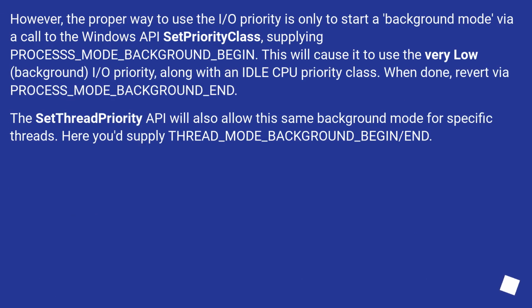However, the proper way to use the I/O priority is only to start a background mode via a call to the Windows API SetPriorityClass, supplying PROCESS_MODE_BACKGROUND_BEGIN. This will cause it to use the very low, background, I/O priority, along with an idle CPU priority class. When done, revert via PROCESS_MODE_BACKGROUND_END. The SetThreadPriority API will also allow the same background mode for specific threads. Here you'd supply THREAD_MODE_BACKGROUND_BEGIN/END.